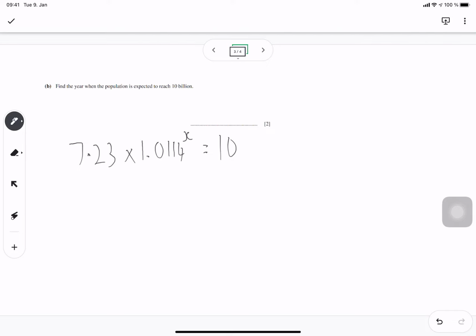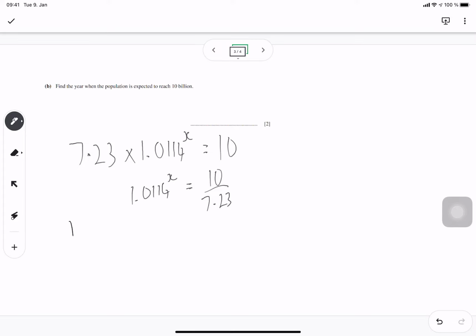Okay, well, you may have been able to do the first step. The first thing I'm going to do is to get rid of times by 7.23. I divide by 7.23. So I'm going to leave it like that. I'm not going to evaluate it because I'll introduce a rounding error. Now, some of you may have got to this stage and then you've probably been stuck because you've never done anything like this before.